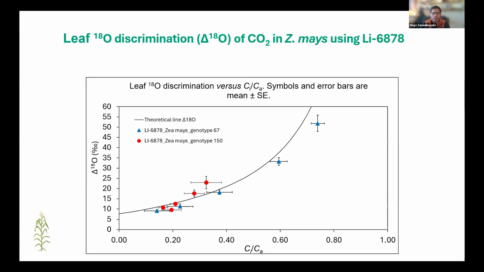As we previously observed in the RISE data that was shown by Rita, where we observed that the oxygen-18 discrimination of CO2 increases as the Ci/Ca value increases, we wanted to see if our maize data also follow this theoretical trend. And indeed, we can clearly see that both maize genotypes follow this trend. And again, this is telling us that this system is also able to provide reliable values in terms of the oxygen-18 discrimination of CO2.